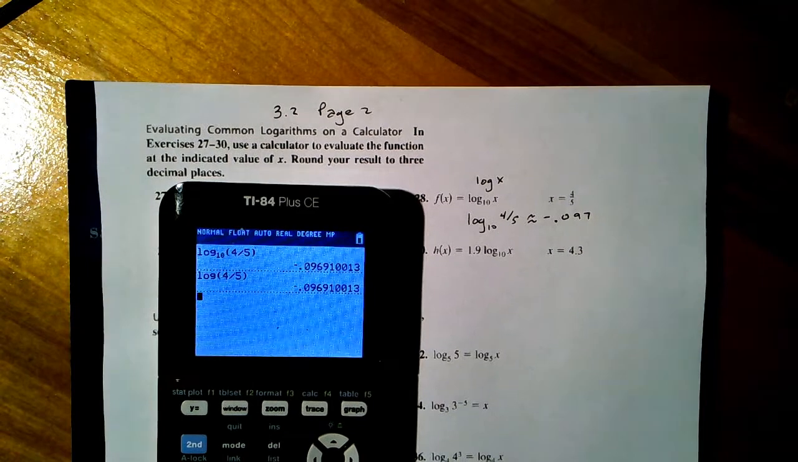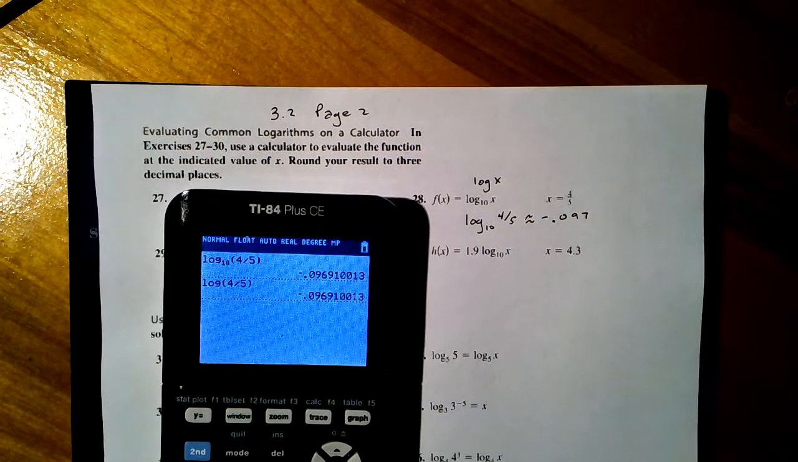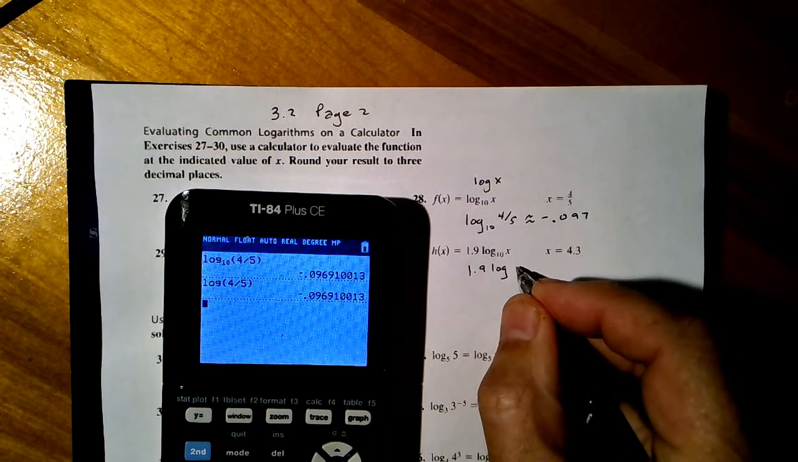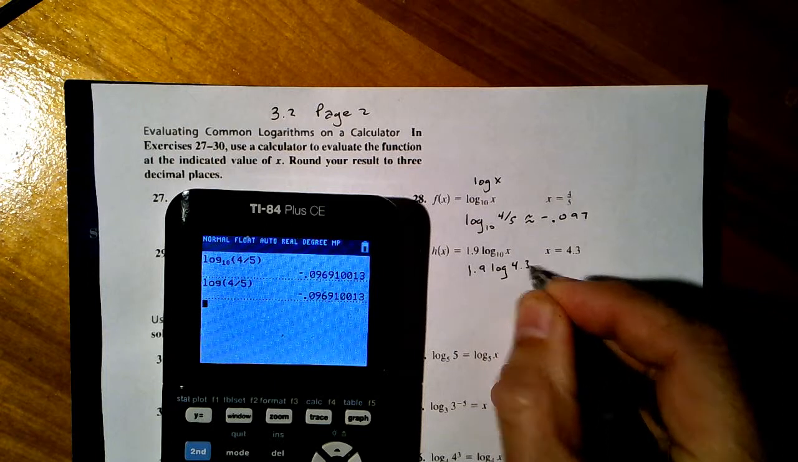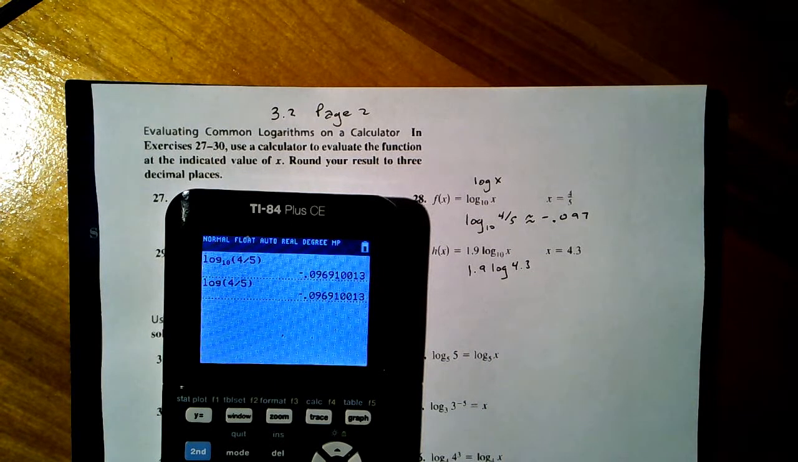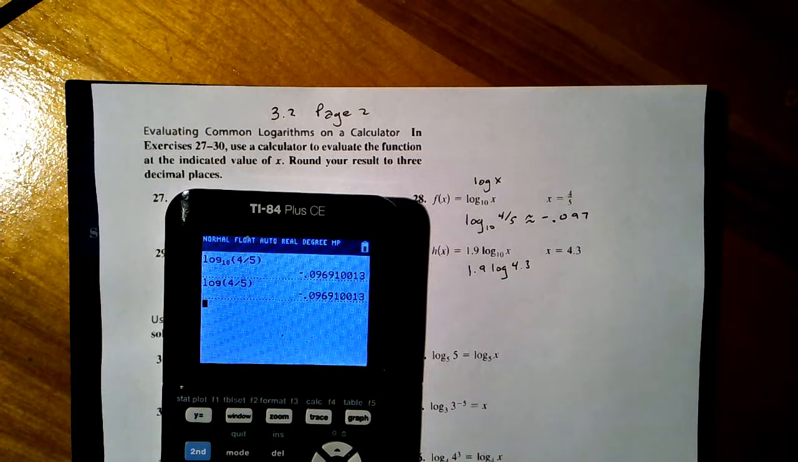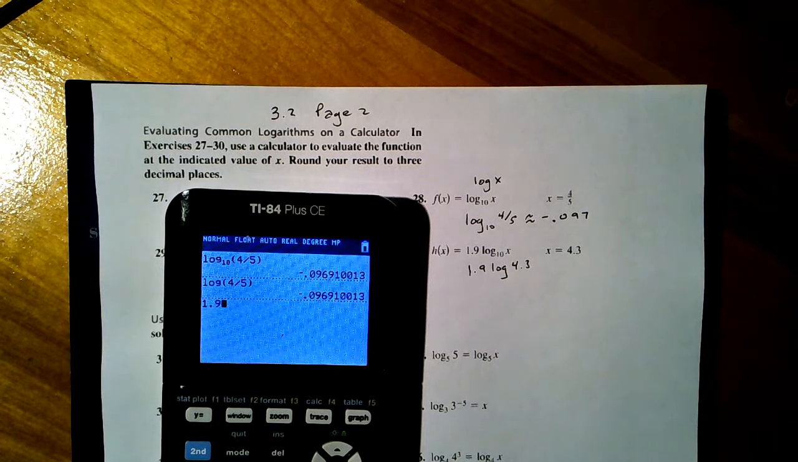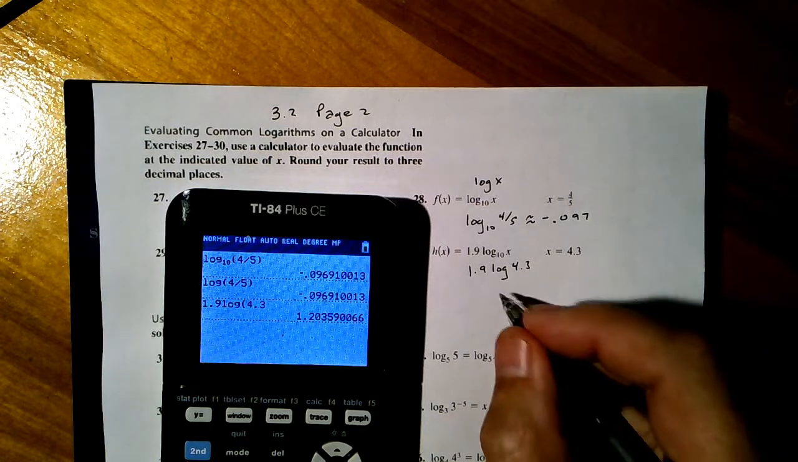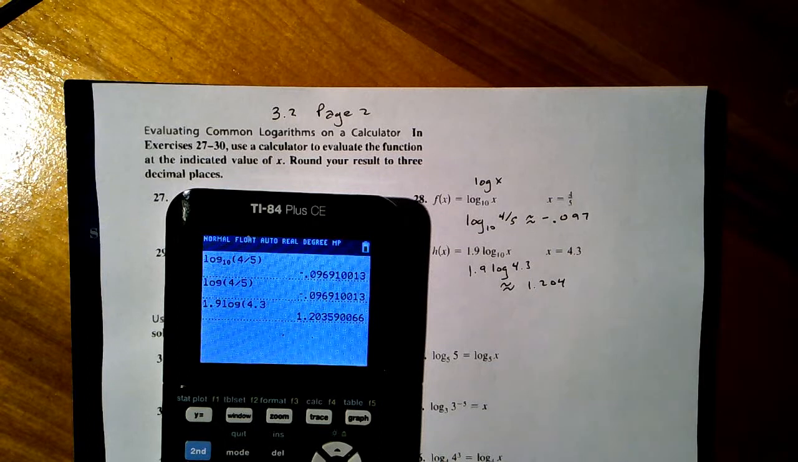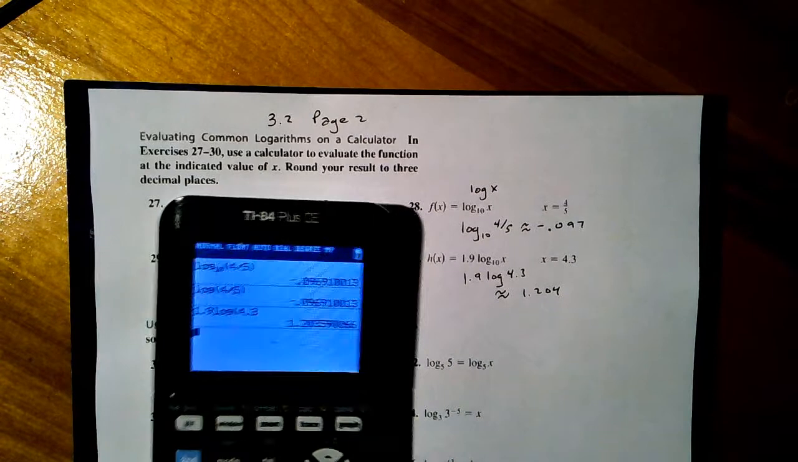Okay, so number 30. We just want to find 1.9 times log base 10, or log, of 4.3. This is the exponent that turns 10 into 4.3. So 1.9 plain old log 4.3, and we get approximately 1.204. Well, that's pretty simple.